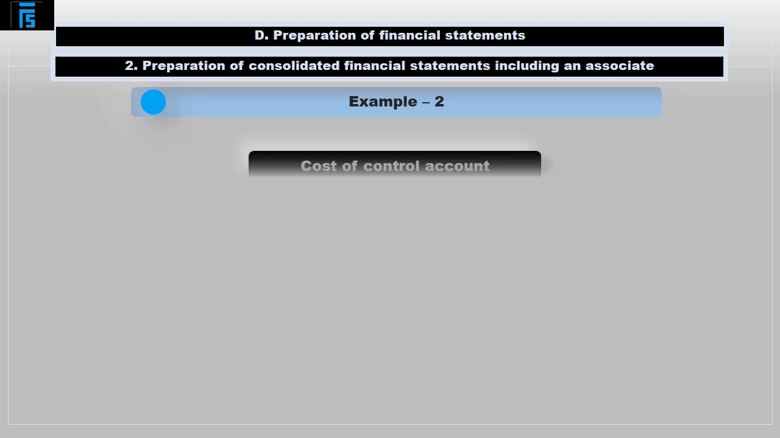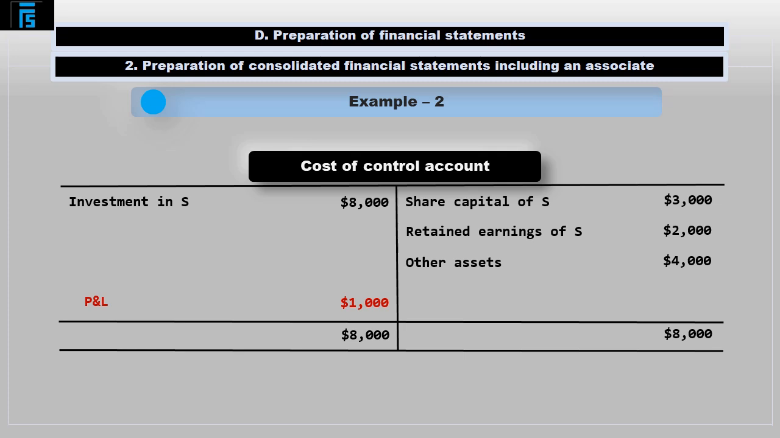We would therefore need to set up the cost of control account, to which we would transfer the €8,000 of investment in S from the statement of financial position of the parent, as well as the share capital and retained earnings of the subsidiary as at the date of acquisition. This time, however, we would also need to make an additional adjustment to the other assets of S, which obviously include the property with a higher than reported fair value. Using the adjustments column, we would raise the carrying amount of those other assets, which effectively means performing a debit entry of €4,000 with the corresponding credit once again going to the cost of control account.